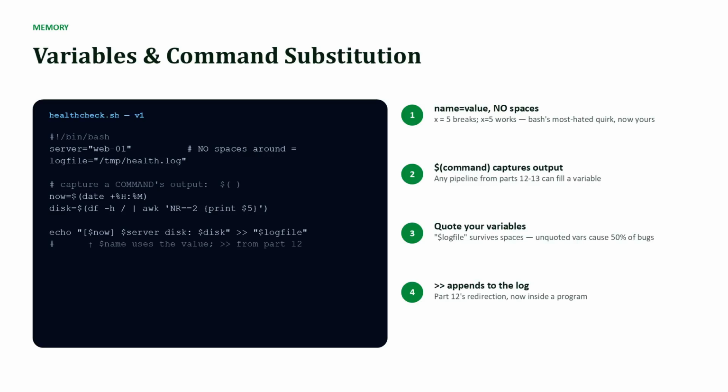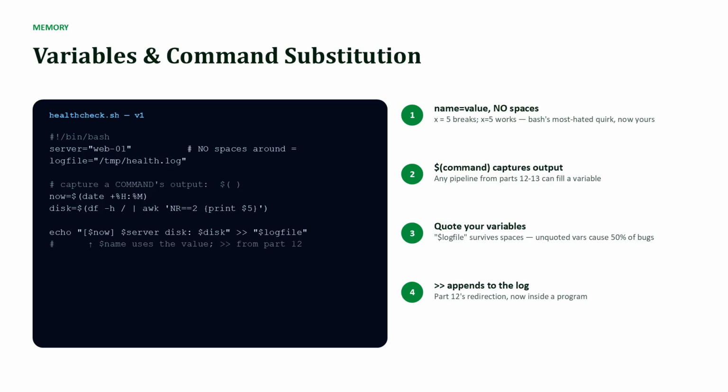Variables give scripts memory. Name equals value. And here's Bash's most hated quirk, now yours to smile at. No spaces around the equals sign. x space equals space 5 breaks. x=5 works. Use a variable with a $ sign.